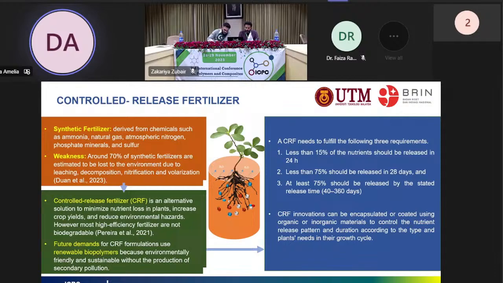Make it more efficient in terms of cost, labor, time, and energy. CRF can also reduce the toxicity cost to plants and increase agronomic safety. But the most high-efficiency fertilizers are not biodegradable. Because of that, the future demand for CRF formulation is to use a renewable biopolymer, because it is environmentally friendly and sustainable, without the production of secondary pollution.